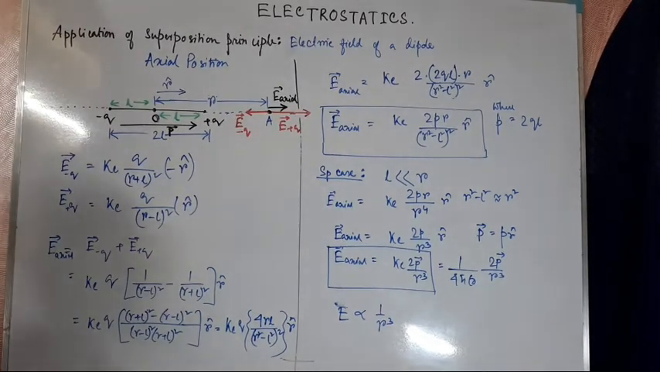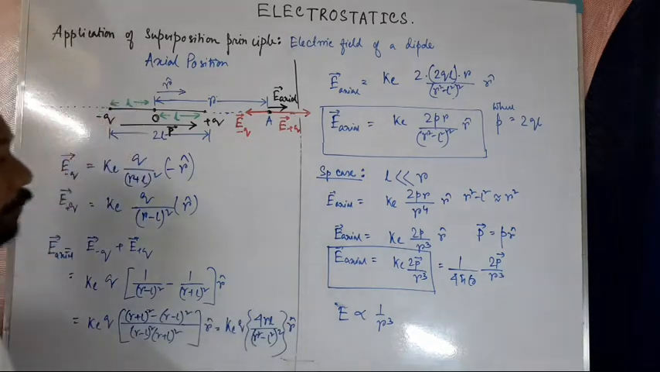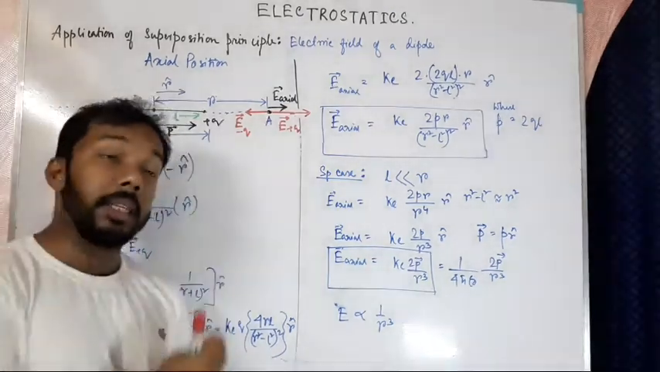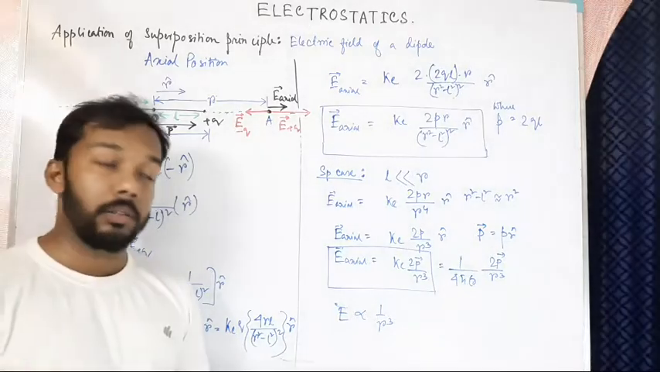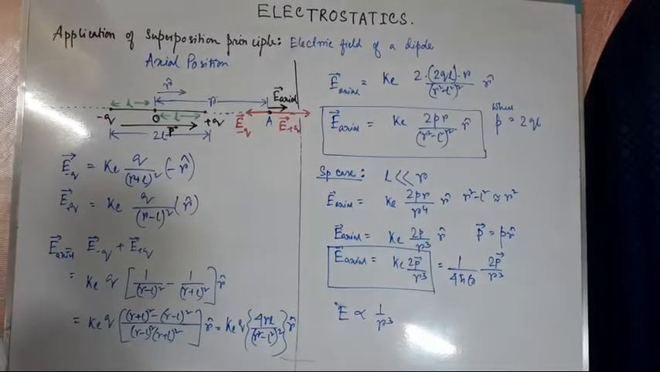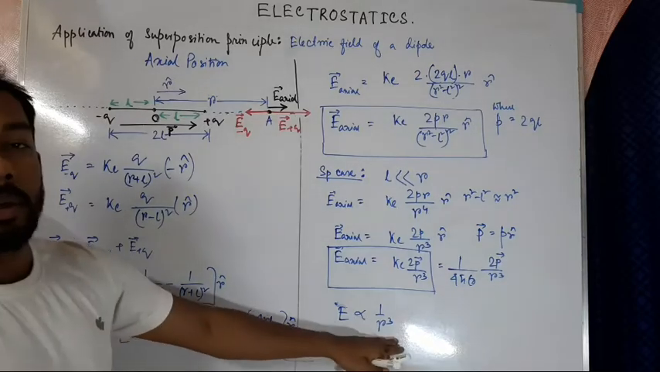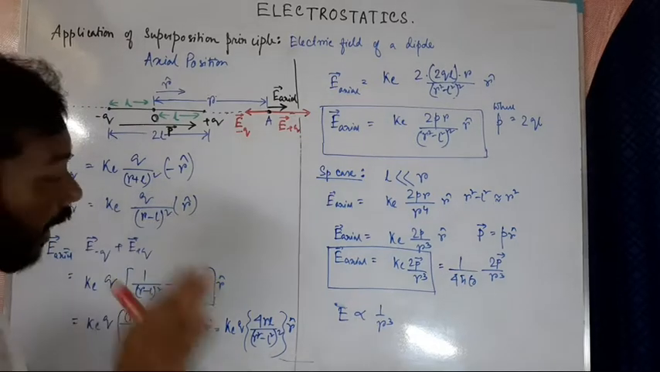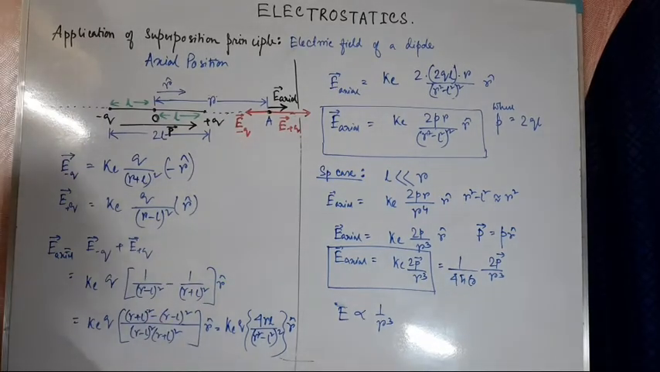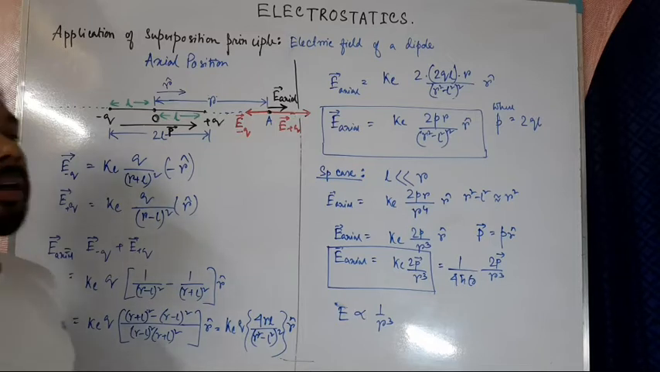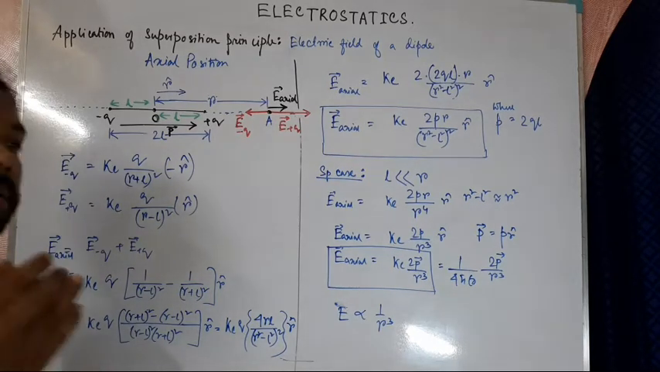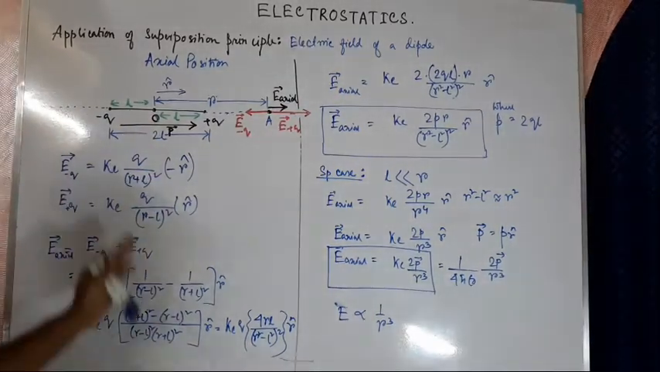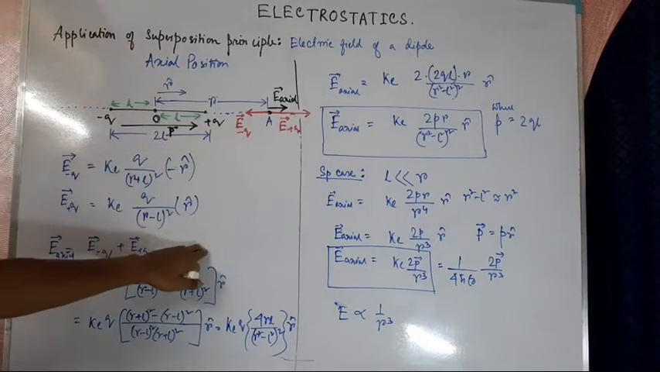Now there is a very important thing to notice. We know that for an isolated single charge, the electric field always falls in the 1 by r square or inverse square form. But in case of a dipole, the electric field falls by 1 by r cube, which means the rate of fall of electric field is much higher than that of a single charge. That means the electric field of a dipole reduces rapidly with the distance from its center. So this is all about the electric field for the axial position.